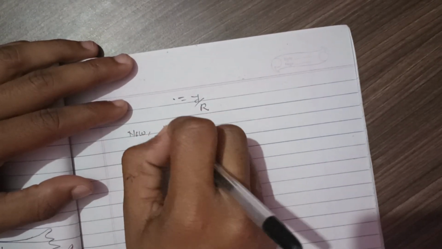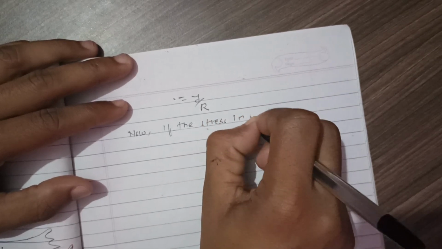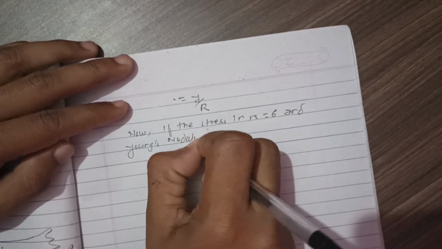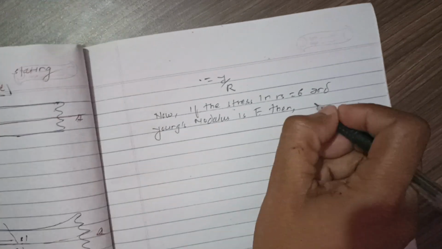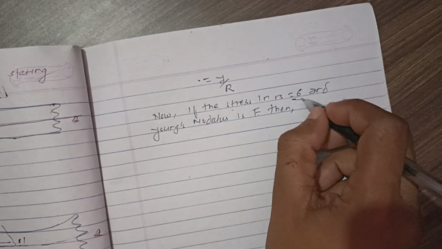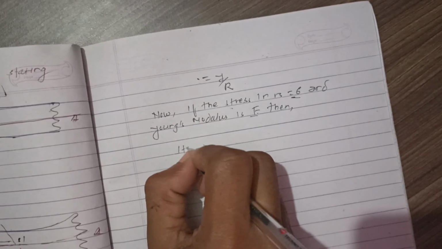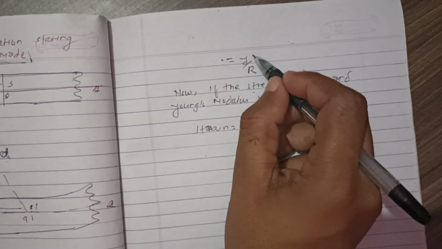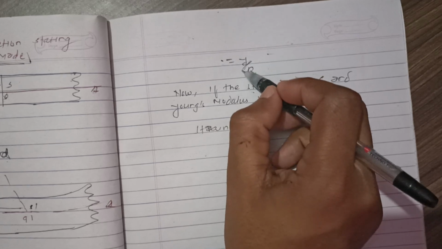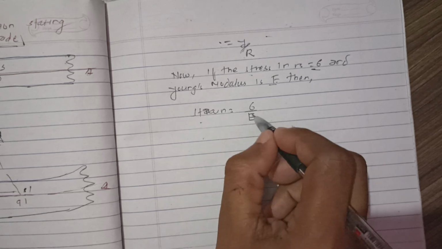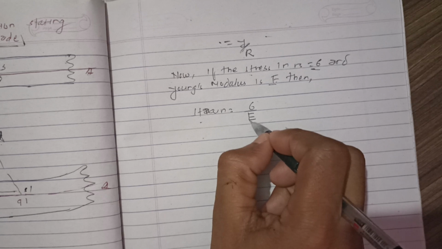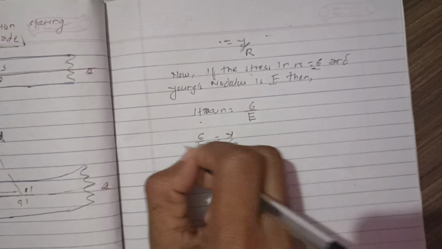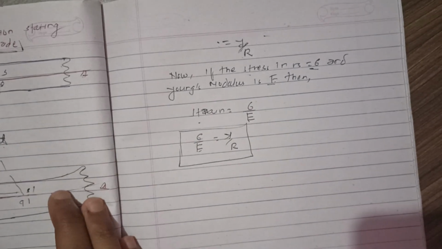Now if the stress in the layer is sigma and Young's modulus is E, then we know that strain is also given by stress divided by Young's modulus of elasticity. From the figure we got the strain as y upon r, and from the basic formula of strain we got sigma by E. Since both are the strain, we can write sigma by E equals y by r. This is one equation of this derivation, but it is not finished yet.